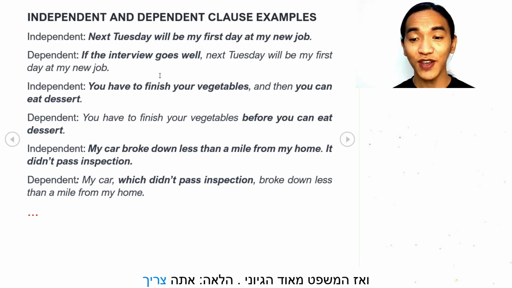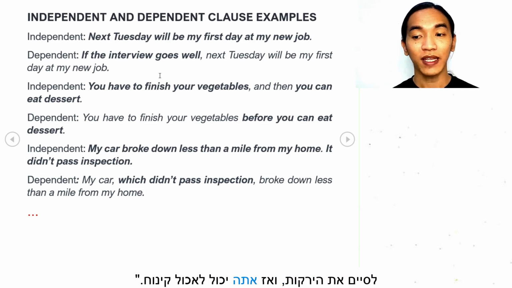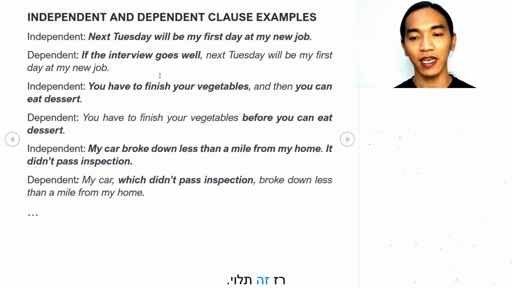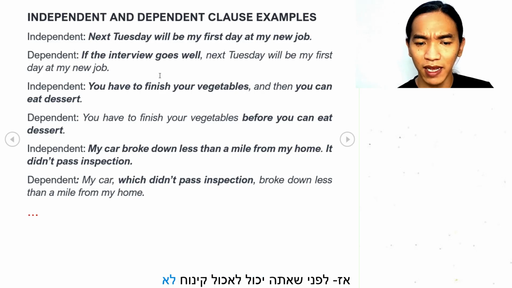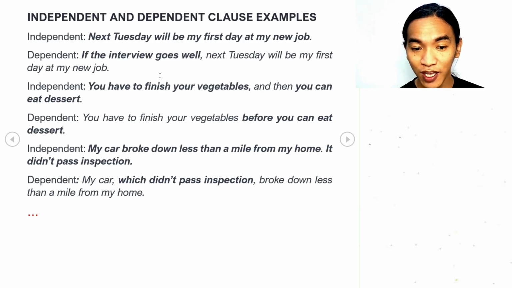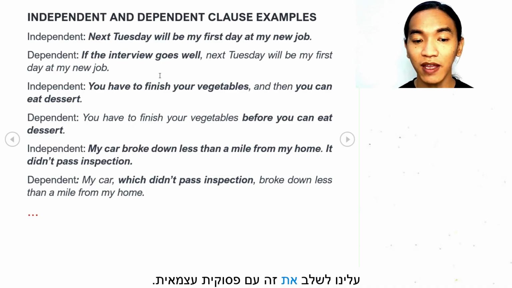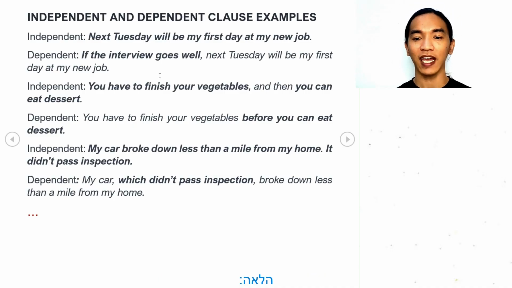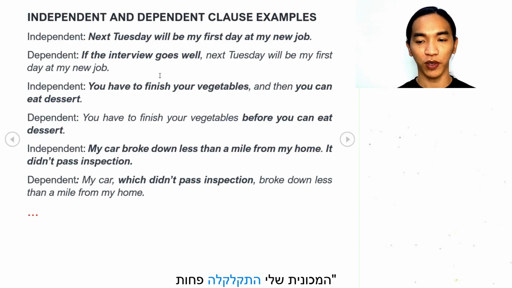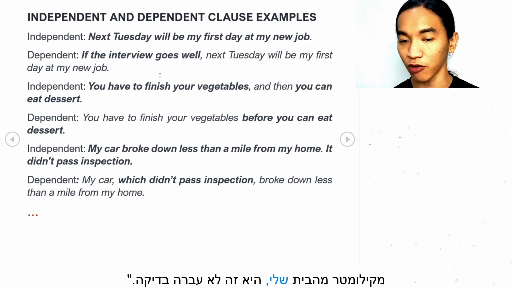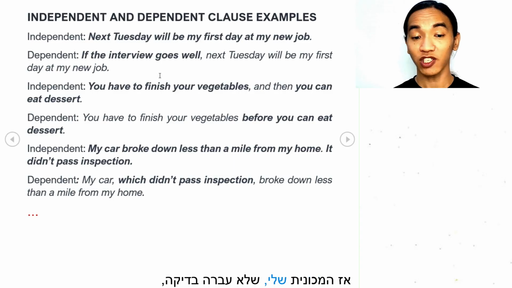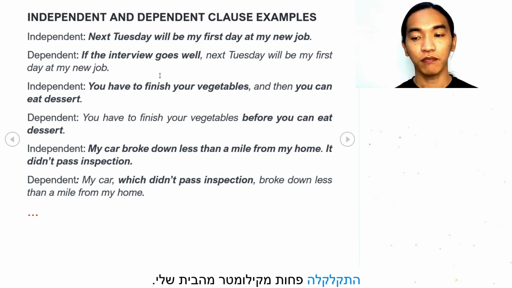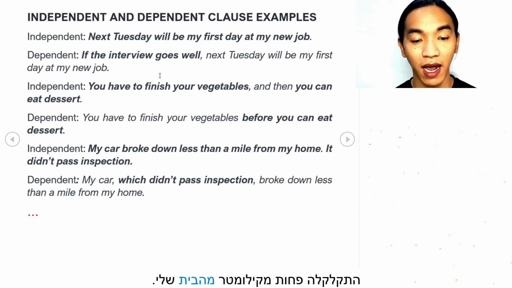Next one: you have to finish your vegetables and then you can eat dessert. Okay. So dependent: you have to finish your vegetables before you can eat dessert. So before you can eat dessert does not make sense at all on its own. Therefore we have to combine it with an independent clause. Next one: my car broke down less than a mile from my home. It didn't pass inspection. So my car, which didn't pass inspection, broke down less than a mile from my home.